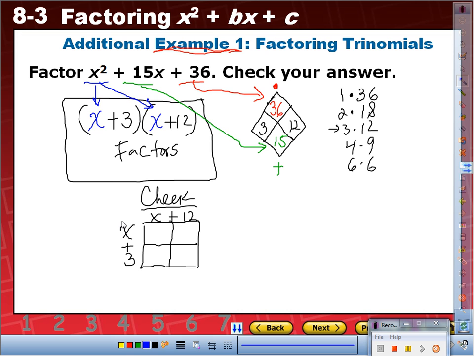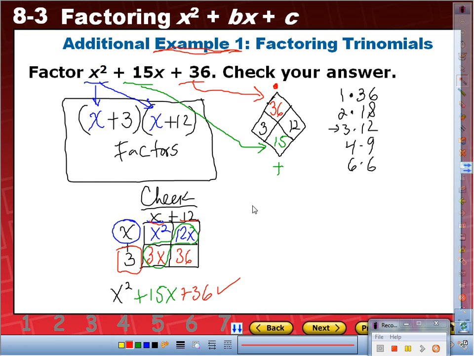X times X, that's X squared. X times 12, that's 12X. 3 times X, that's 3X. 3 times 12, that's 36. From there, do I have any other X squares? No, I bring that down. Can I combine like terms? Yes. 12X and 3X, that gives me 15X. And I bring down the 36. Does it look like what we started with? Yes, that's how you check.